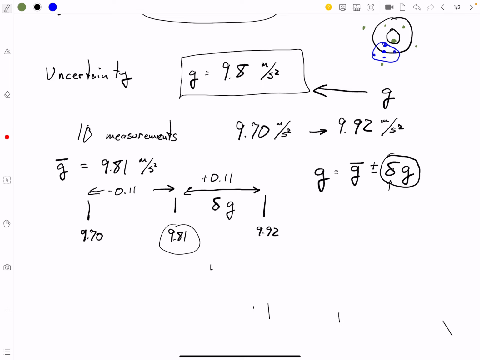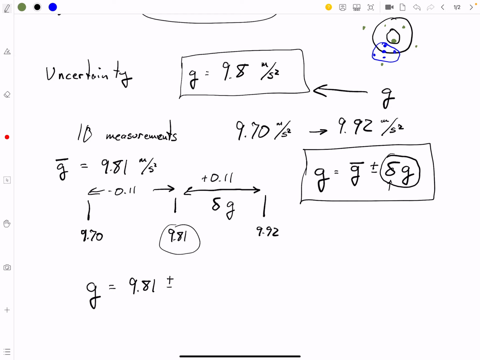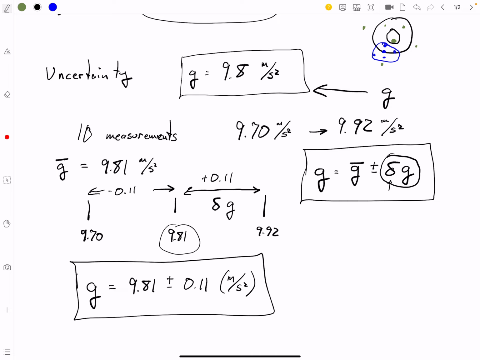So this is how we would report it. We would write our paper up, and we'd say this is our 9.81 plus or minus 0.11. And then, of course, you want to have meters per second squared. You got to have your units in there, and we would box that in and so forth.